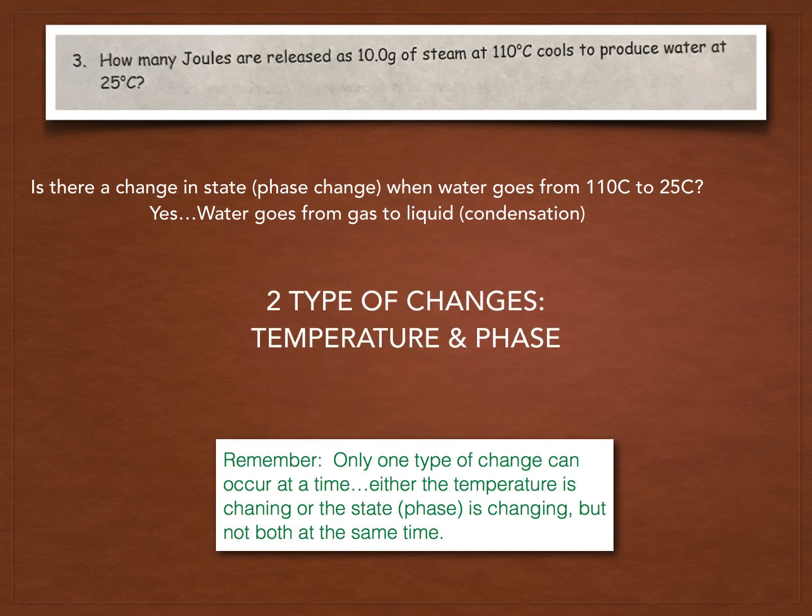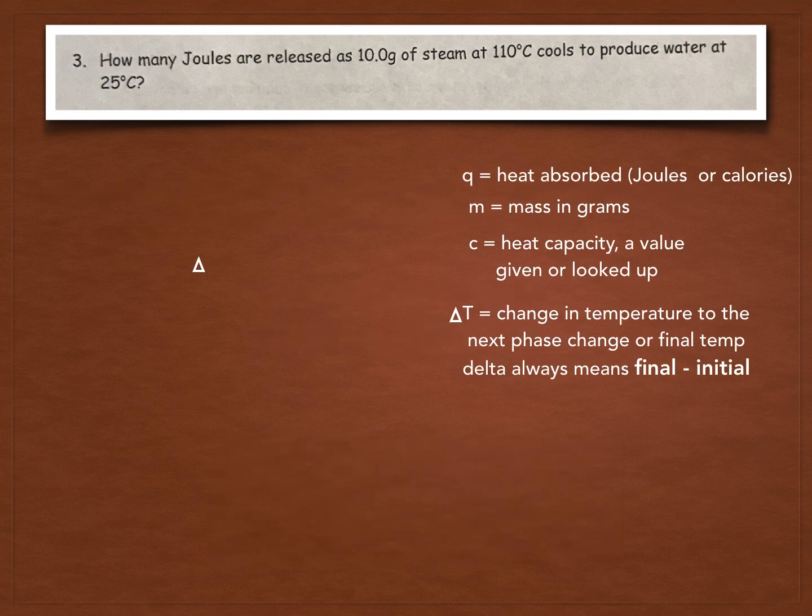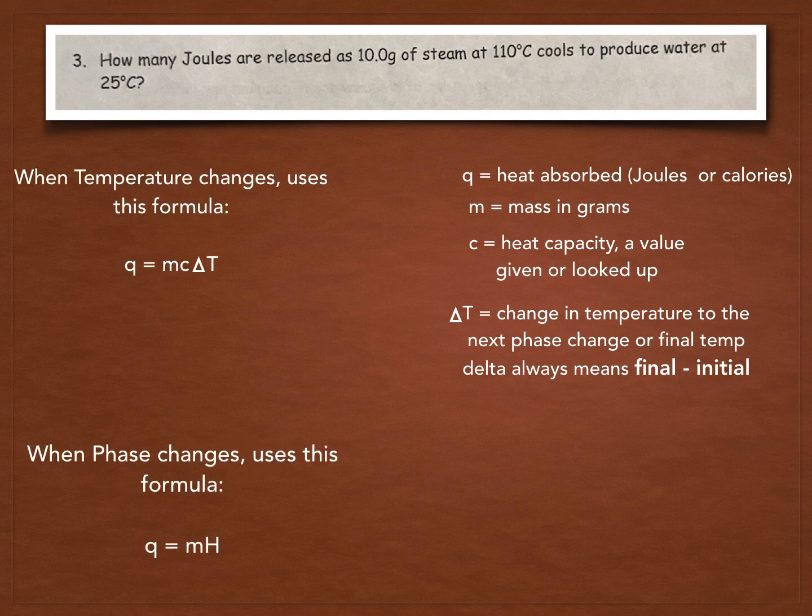Remember, there's only one type of change that can occur at a time. Either temperature is changing or phase is changing, but not both. There are two types of changes, a change in temperature and a change in phase. Only one change can occur at a time. If the temperature is changing, then the phase is not changing. If the phase is changing, then the temperature is not changing. There's a different formula depending on the type of change.